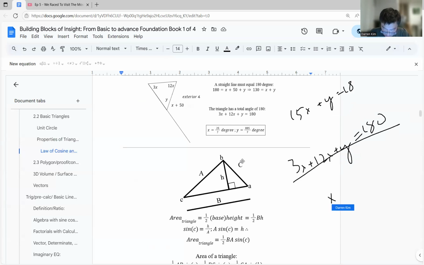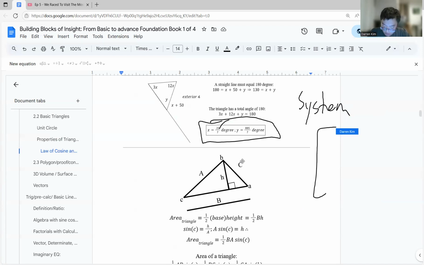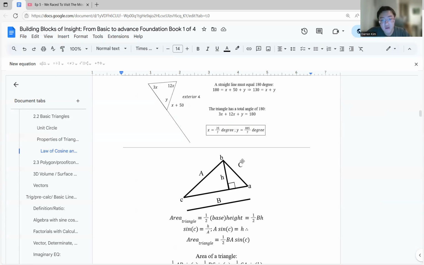And then it's x plus 50 plus y equals 180. Why? Because the angles of this whole thing will be 180. I just plugged it into my graphing calculator and used a system. I didn't bother doing all the math. I just used a 2 by 2 matrix because I was lazy.